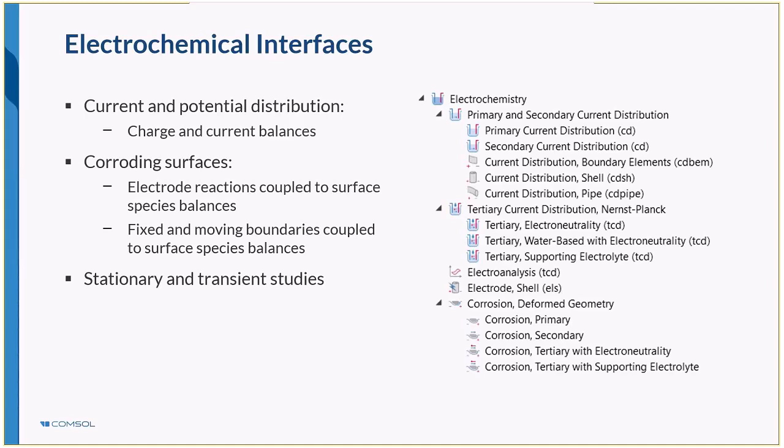In terms of how we can go about studying corrosion, we can look at this on either a transient basis, so we can simulate how an electrode will change in form over its lifetime, or we can look at a stationary basis to see, with that configuration, what the current and potential distribution over our structure will be.